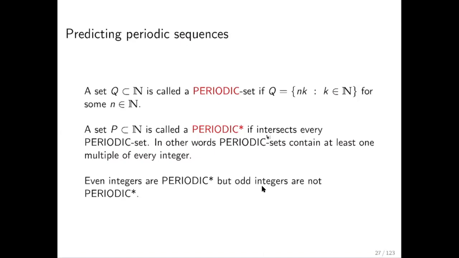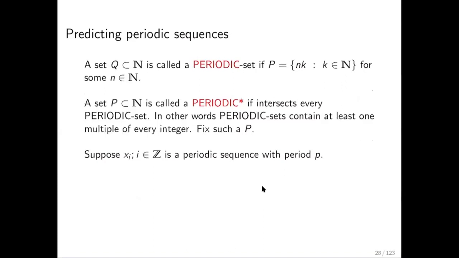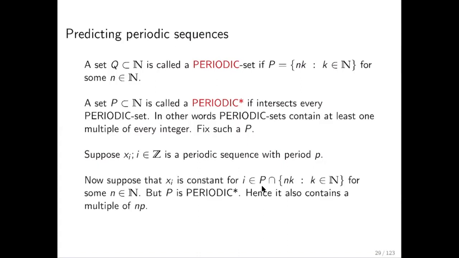So even integers are periodic star, but odd integers are not periodic star, right? Because odd integers don't contain multiples of 2. Now, suppose I give you a periodic sequence with period p, and we have fixed a periodic star set P. Okay. So there are two p's, one which is the small p, which is the period, and the other is the subset along which you can see what the sequence actually is. And now what you want to do is predict what x0 is.